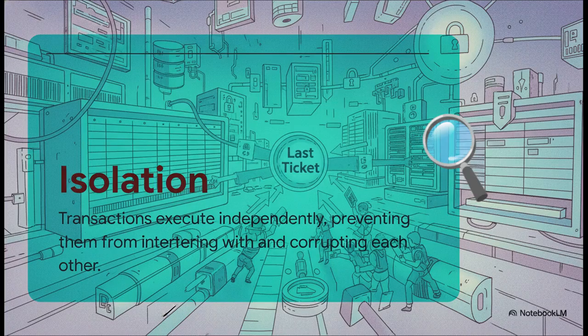Then there's isolation. Now, this is the one that solves our concert ticket problem from the beginning. It makes sure that while one transaction is busy doing its thing, other transactions can't see its incomplete work. Each one operates in its own little bubble, which makes it seem like they're all happening one after the other, not all at once. This is also known as serializability.